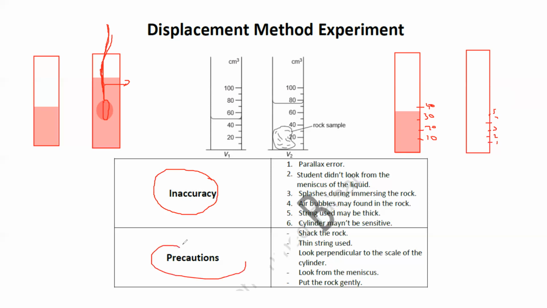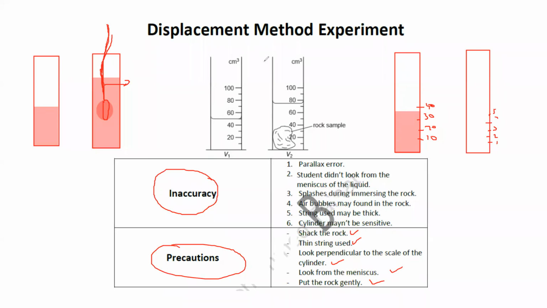What are the precautions? Precaution means how we can improve the experimental accuracy, or how we can avoid certain things to get an accurate result. So we should check the rock. It means we can make it smooth or make it small. We should use a thin string instead of a thick string. We should look perpendicular to the scale. We should look at the bottom of the meniscus, and we should put the rock in gently. The precautions are the things which will minimize the error.